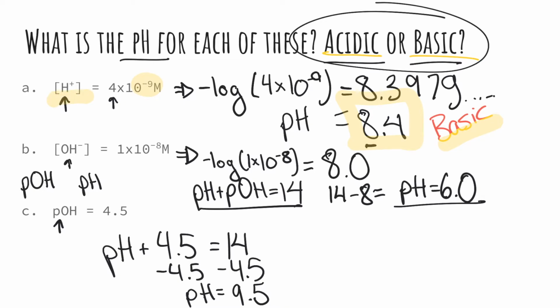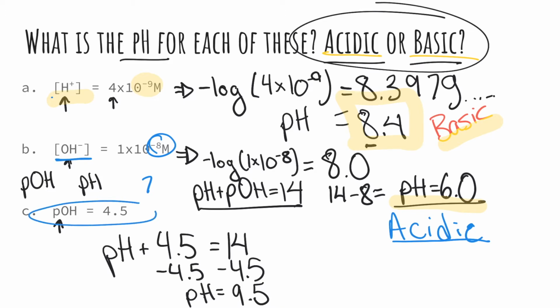Part B, we have a pH of 6. So this solution is going to be acidic. Here again, we see that the hydroxide concentration has a very small molarity. The 10 to the negative power is greater than 7, so that makes sense that there's less hydroxide and more hydrogen ion, making it acidic. Here we have a pOH of 4.5 and a pH of 9.5. This is going to be a basic solution.